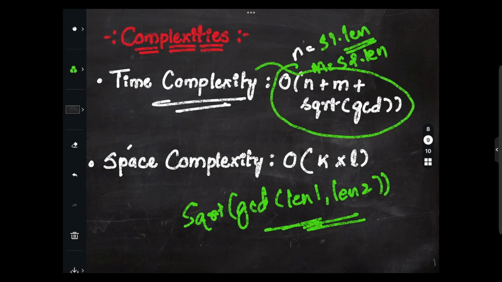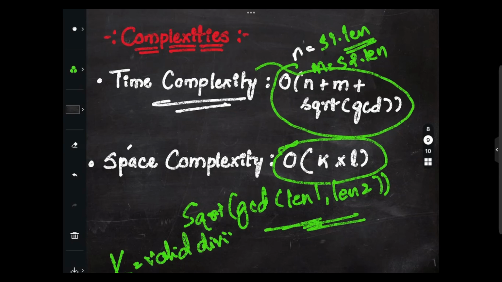So what would be the space complexity here? The space complexity would be big O of k into L. So why is it k into L? K is nothing but the valid divisors in this case. And what is L here? L is nothing but the maximum length of the smallest divisor. So L is nothing but, in short, maximum length of the smallest divisor.